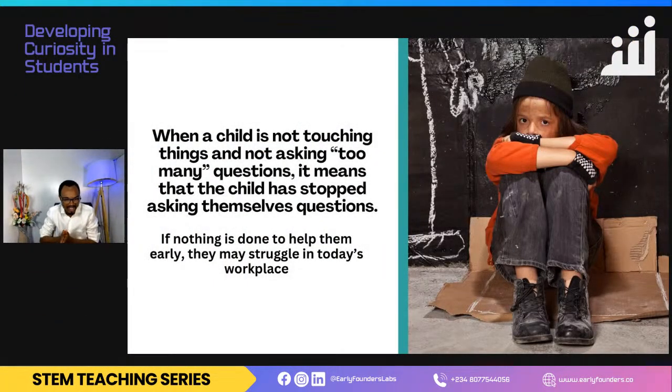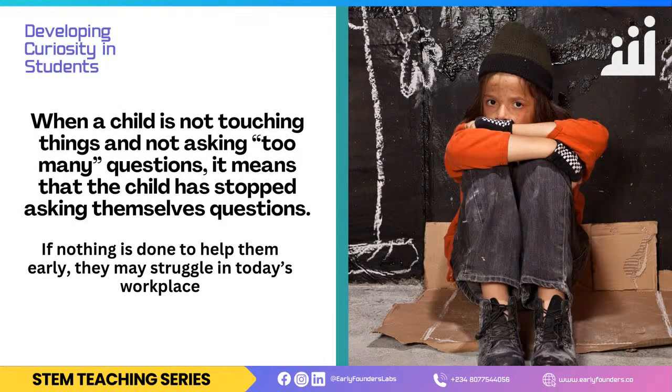And when a child is not touching things and not asking too many questions, what it means, guys, is that this child has stopped asking themselves questions. Now, let me give you a framework. This is the way curiosity works. It starts from the mind of the child. The question pops up in the child's mind. He sees something and he's asking questions. He either wants to investigate the answer or ask somebody else for the answer. When a child can investigate, they will. When a child cannot investigate, they will ask questions. And when a child stops touching things or stops asking questions, it's a sign of trouble. It simply means that that child has stopped asking questions internally.